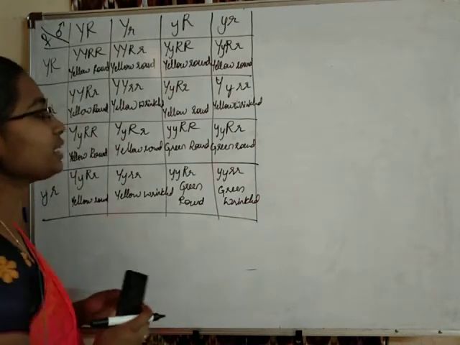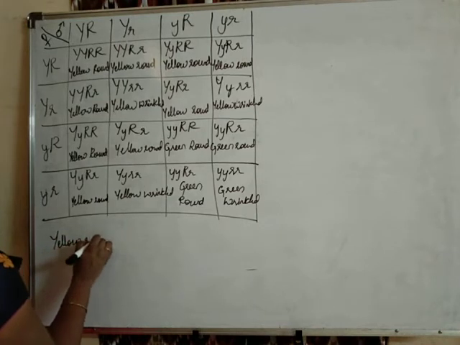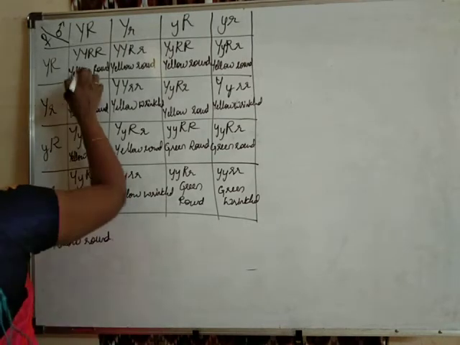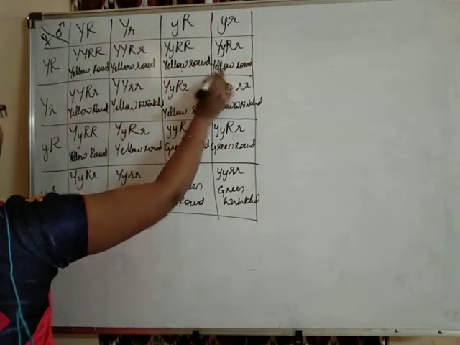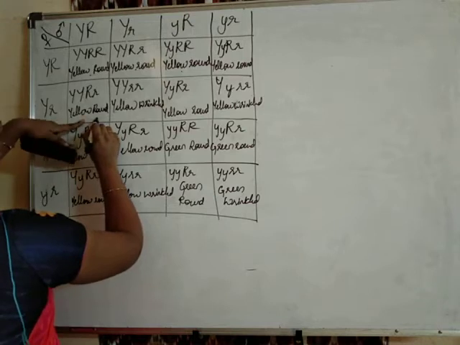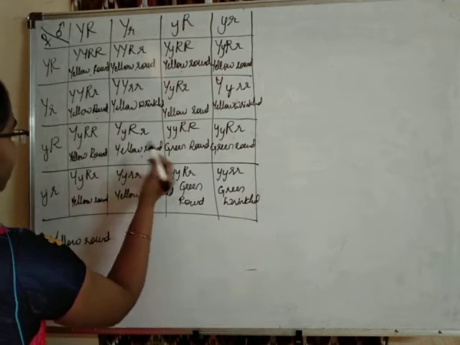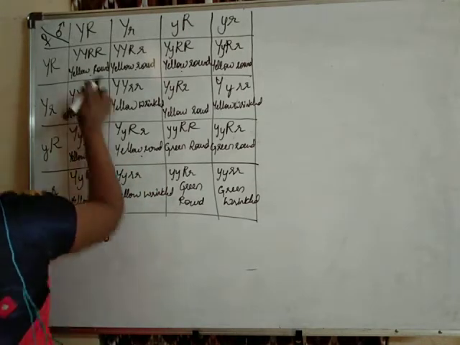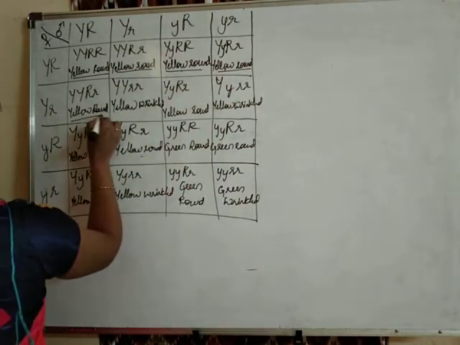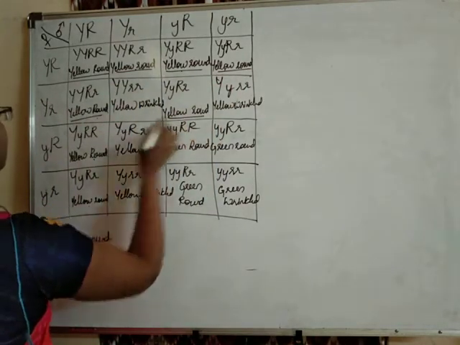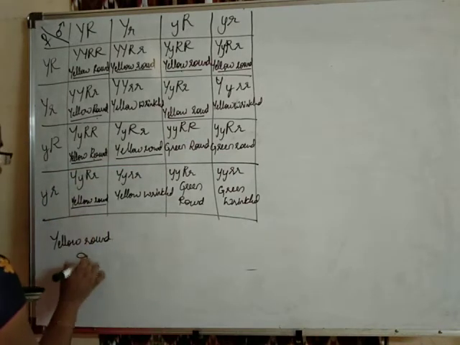So now let us first see how many of them are yellow round. Okay, let's count now. Yellow round 1, 2, 3, 4, 5, 6, 7, 8 and 9, right. So I'll just underline them. 1, 2, 3, 4, 5, 6, 7, 8 and 9. Okay. So yellow round 9.